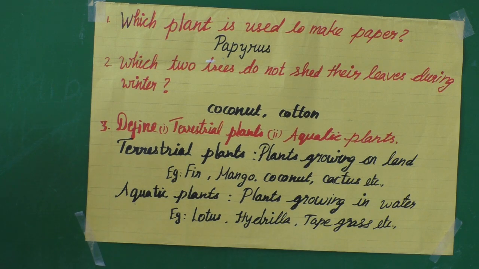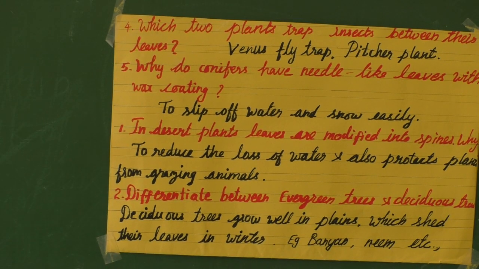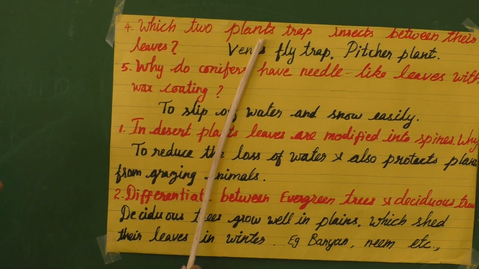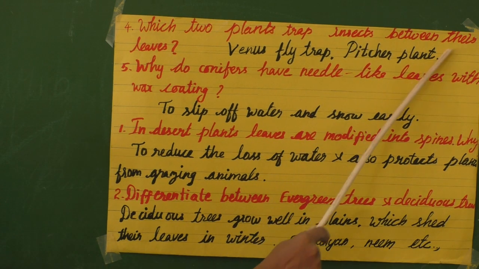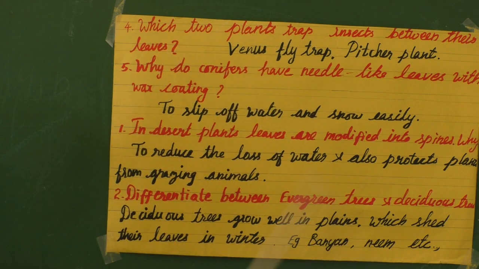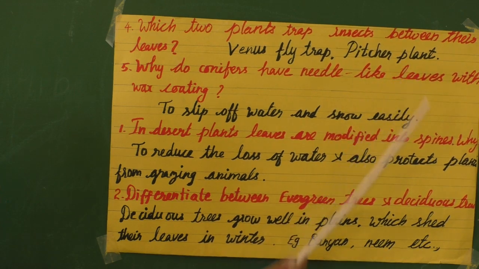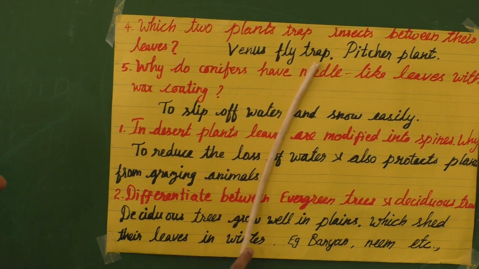Okay, then question number 4. Which two plants trap insects between their leaves? Trap means sikka vechukkudhu. Trap insects between their leaves. Between the leaves, insects get trapped like this. Okay, which plants doing like that? Venus flytrap, pitcher plant.